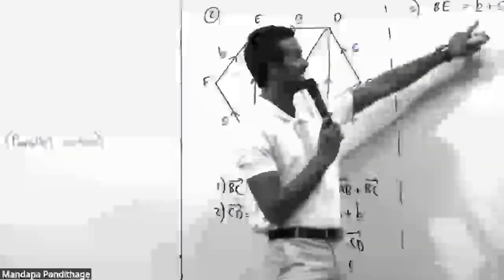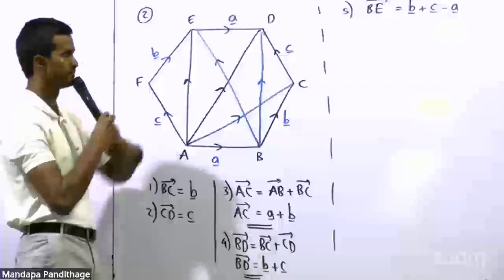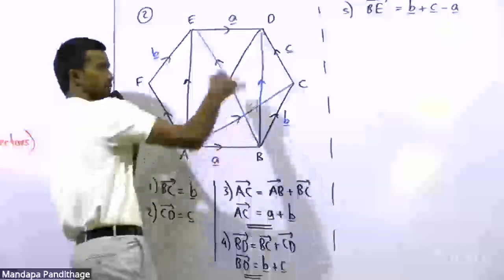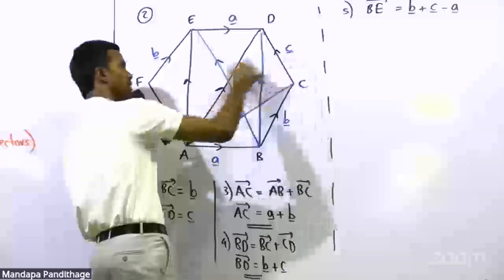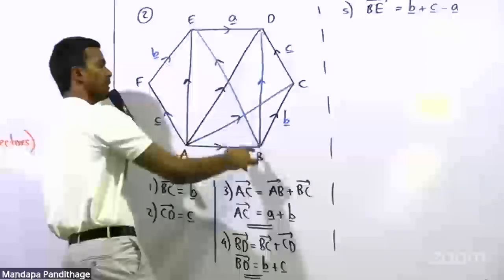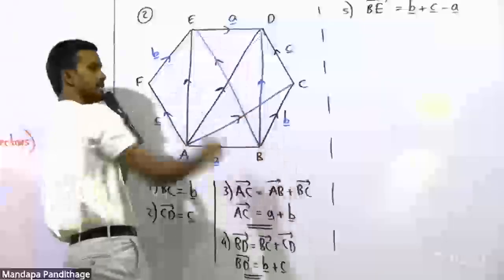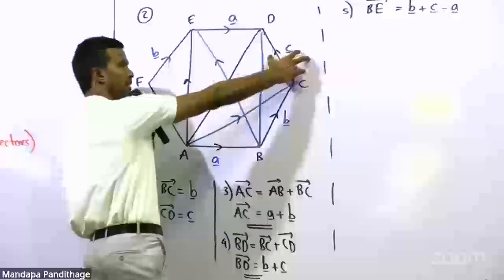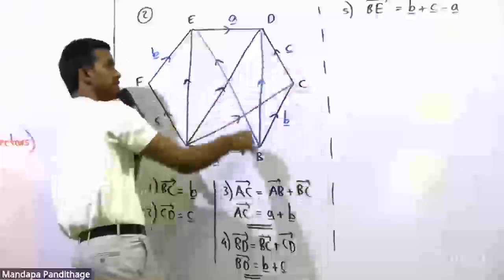Here for BE, I start from B and go to E. We have B, C, and minus A. But there is another way that you can write this vector. Look at this. This is a regular hexagon, so this side is parallel to this one and twice the magnitude. In this hexagon, BE is parallel to CD and it is 2 times CD. So if this is C, what is BE?